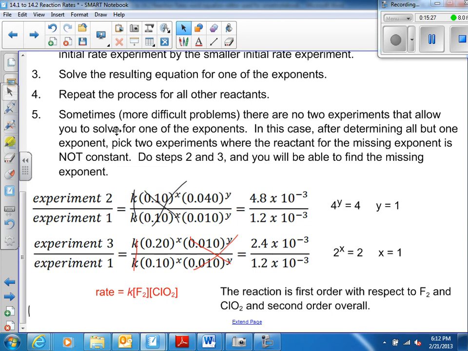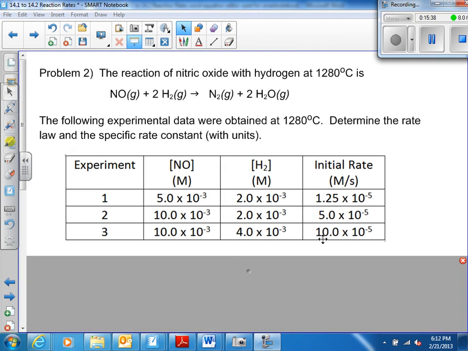But right now, real quick, number 5, step 5, you'll want to read through this. Sometimes it's a little more complicated. We will do a problem like this a little later on. Okay, next problem. If you feel like you know how to do this, go ahead and do it. All right, this time we're going to get the rate law, and we're going to calculate the specific rate constant.